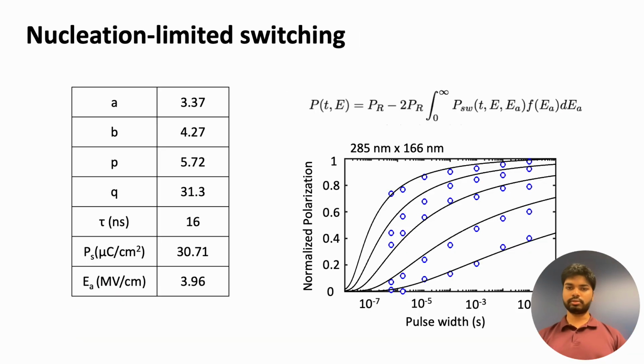If we look at the sample as a whole, the 285 by 166 nanometer region, we are able to recover the familiar sample level NLS behavior that we measure in a lab. And we are able to show a good fit across pulse widths all the way from 100 nanoseconds to 100 milliseconds, and fields from 1 to 1.4 megavolt per centimeter. The extracted NLS parameters are shown on the left here.